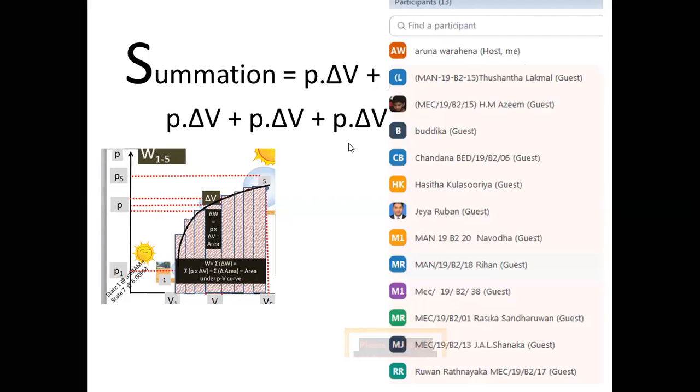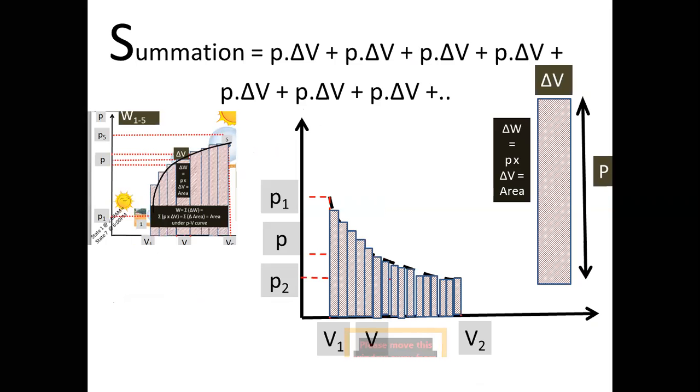You have learned this. Summations of P times delta V, all the strips you can see from 1 to 2. That's why states 1 and 2 are important now. So the left side is for the balloon, the right side is for the engine. Left side for balloon, right side for engines.